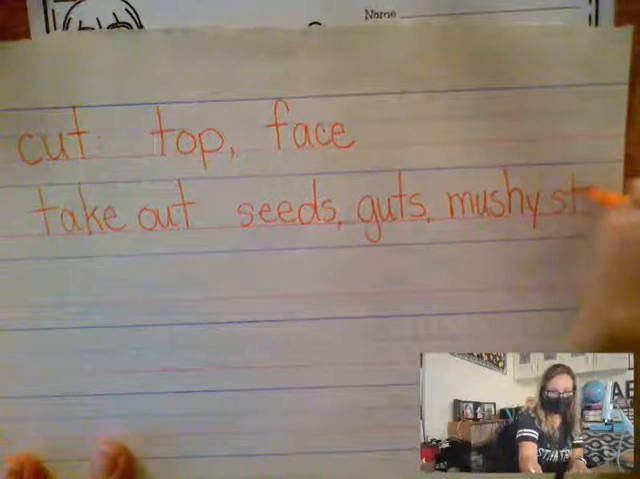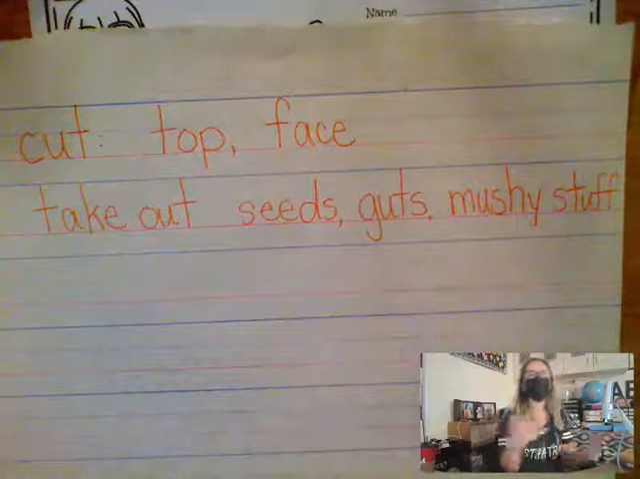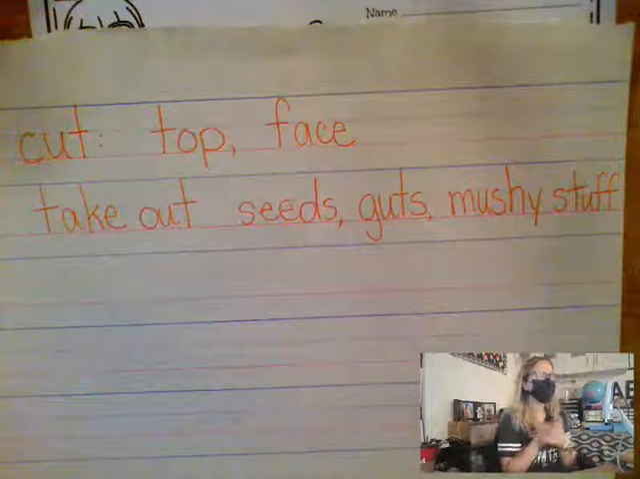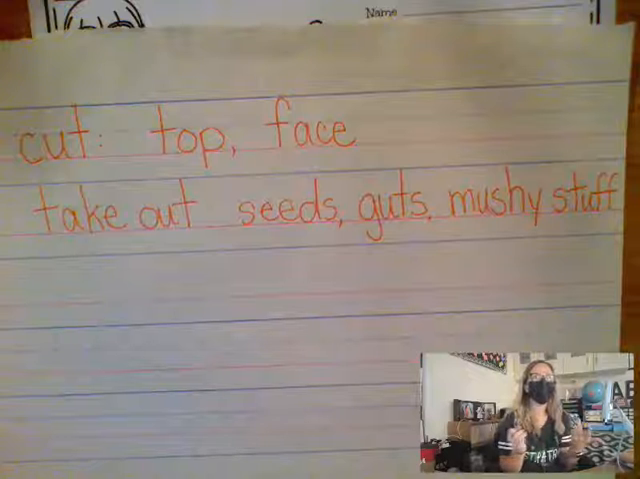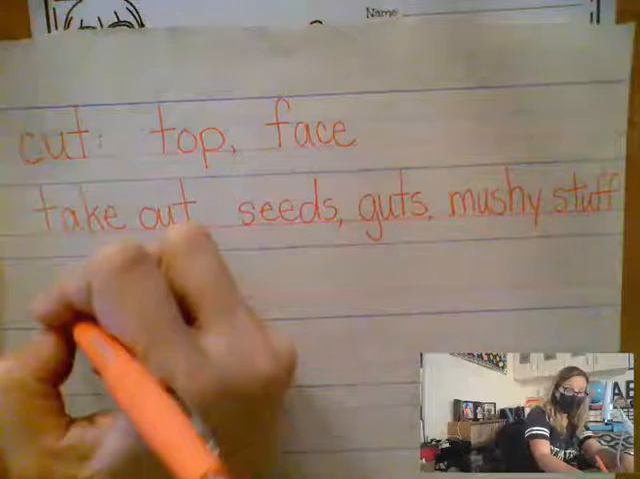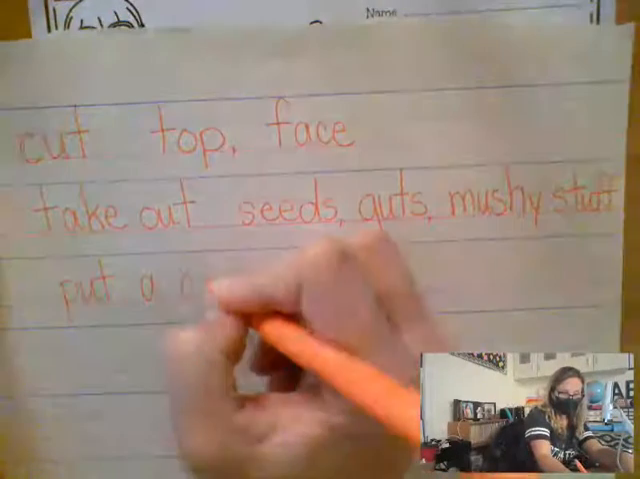What else do we do when we're carving a jack-o'-lantern? I've never carved a jack-o'-lantern before. I don't know anything about it. So, okay, I cut off the top and I took out seeds, guts, and mushy stuff. I cut out a face. Now what do I do, Connor? You get a candle and you light it. Oh, okay. You put a candle in there.